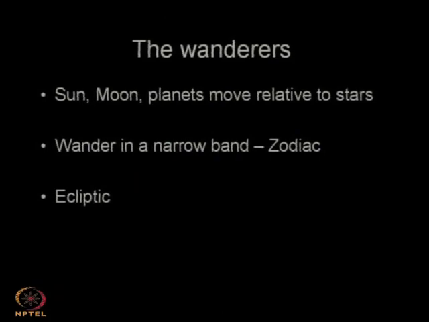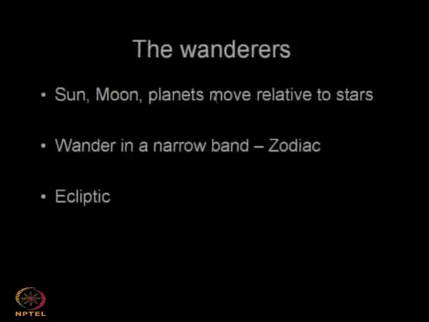Now, in addition to these fixed stars whose relative positions remain fixed in the sky, there are other astronomical objects which do not maintain fixed positions. These are the wanderers, and the name planet comes from there. So, these objects that move around, wander on the sky, the sun, the moon and the planets, they are all seen to move on the sky relative to the fixed stars. They do not have fixed positions on the sky.